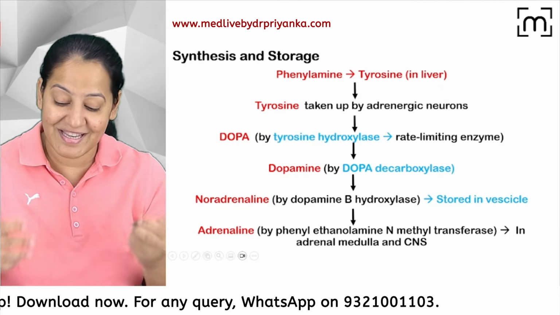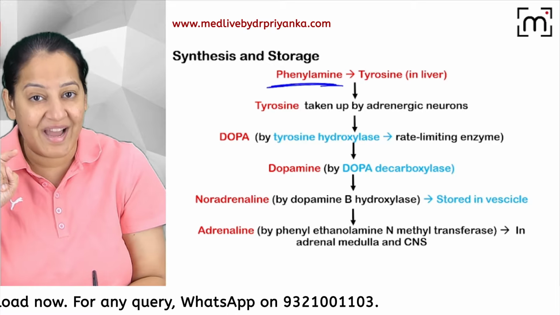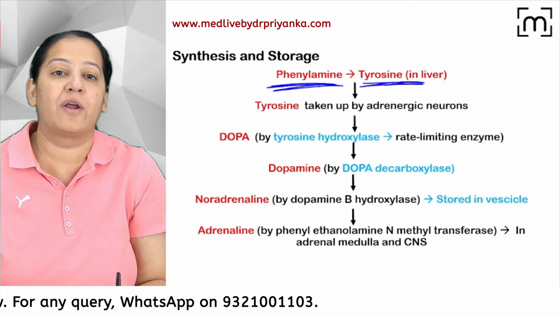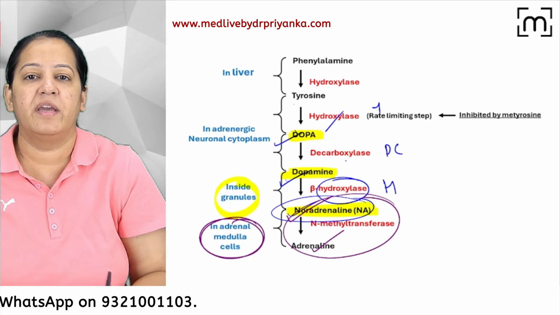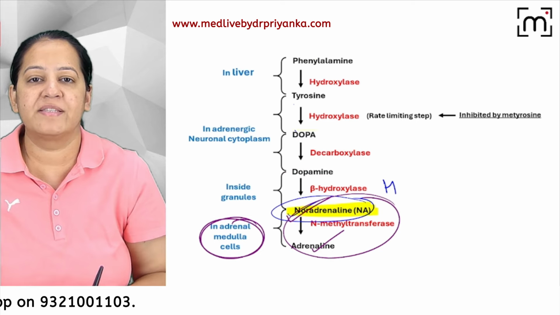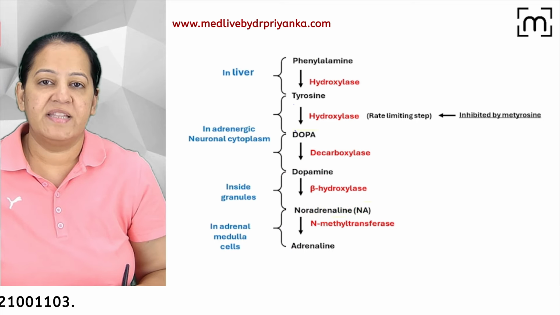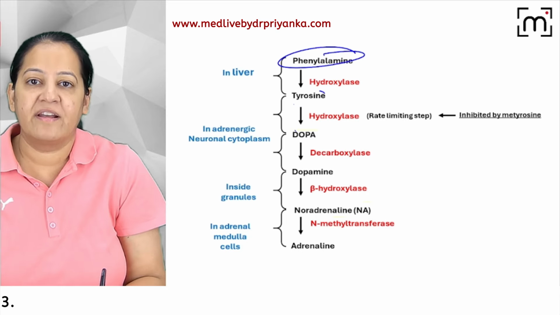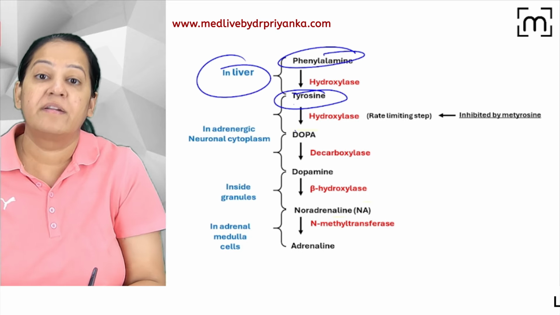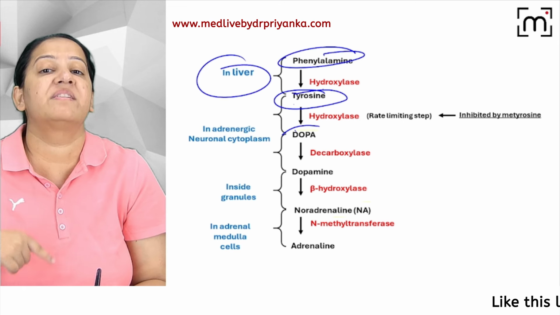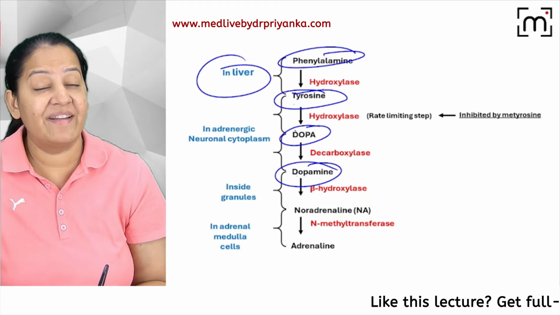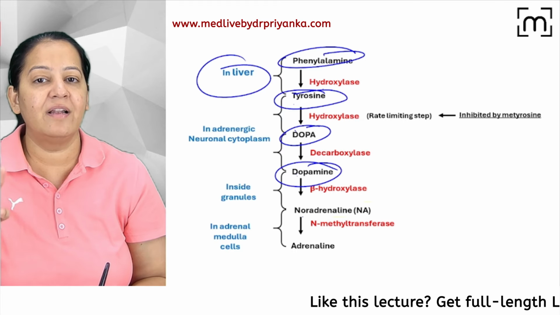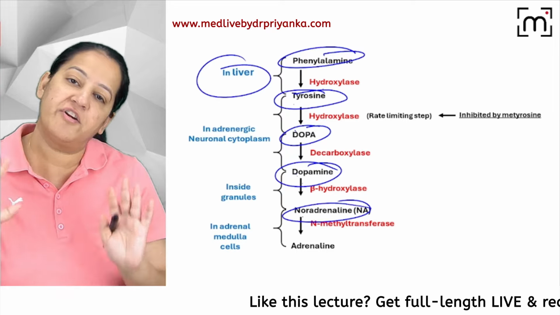So how does the synthesis take place, tell me. First of all, phenylalanine gets converted to tyrosine in the liver. You see this flow chart; I have told you the enzymes also. Tyrosine will enter the axoplasm, where it is first converted to dopa, and this dopa is converted into dopamine. This dopamine will enter the vesicle. In the vesicle, dopamine is converted to noradrenaline and remains there only.